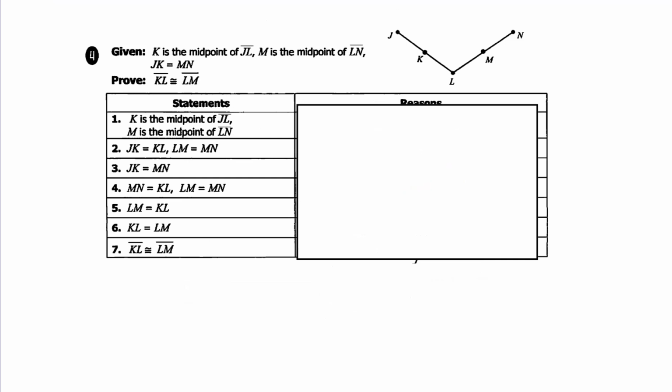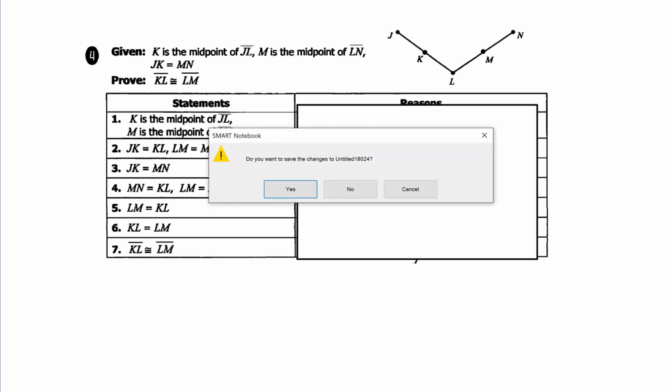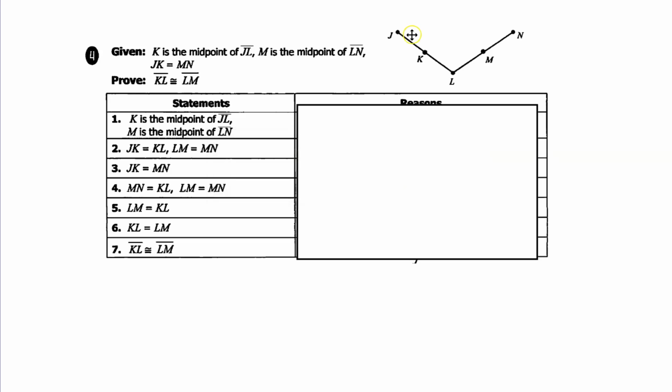All right, number 4, K is the midpoint of JL. So if K is the midpoint of JL, that means that this and this are congruent. M is the midpoint of LN, so these two are congruent. And it says that JK, this part here, equals MN, which is right there. So technically they're all the same. And we have to prove that KL is equal to LM. And we just saw that we did that.